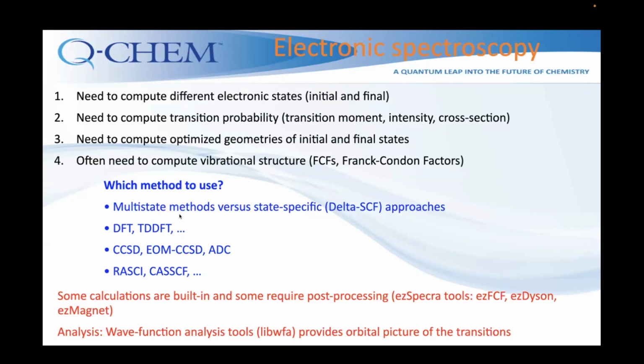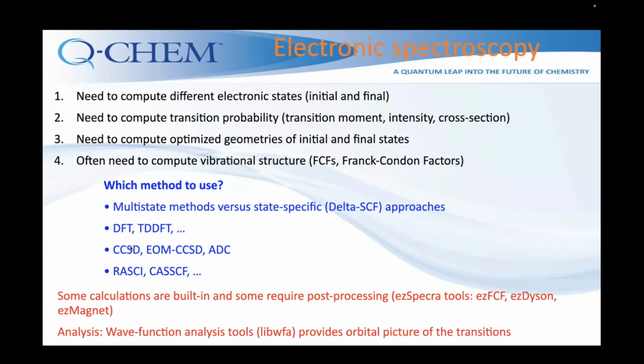So here I have a very general overview of which methods are available in Q-Chem. And well, the Q-Chem manual has 800 pages, for a reason, because there are many different methods with different strengths and weaknesses. You can consider using multi-state methods.